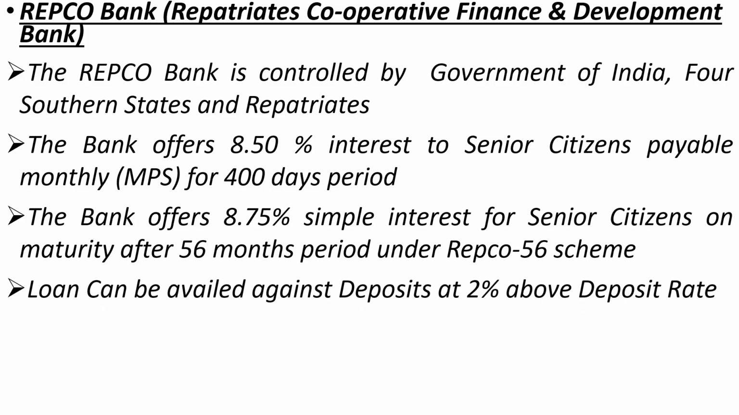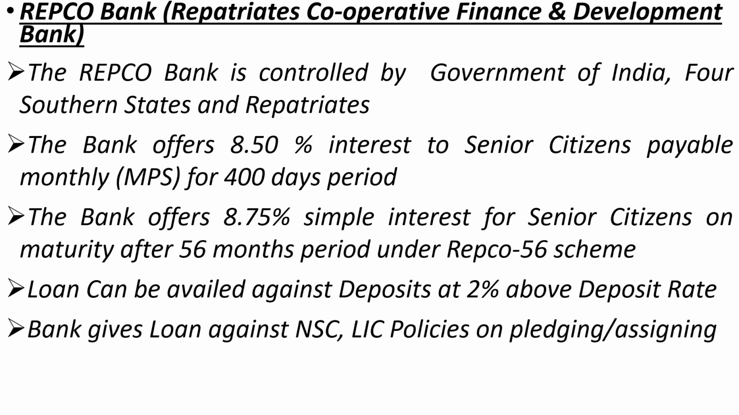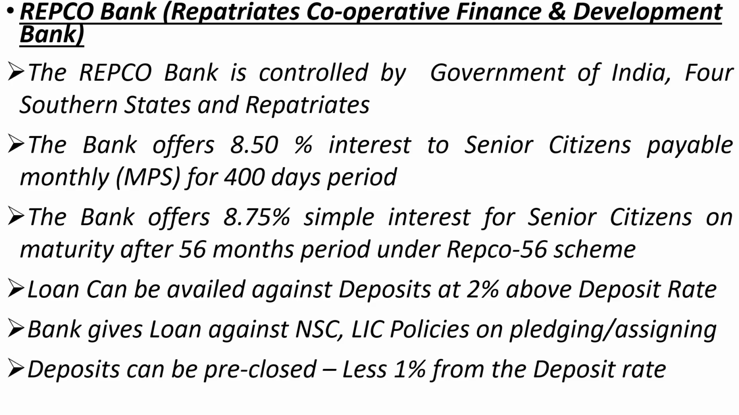Loan can be availed against deposits at 2% above the deposit rate. The bank gives loans against NSC, LIC policies, or by pledging or assigning the same. Deposits can be pre-closed. The penalty will be 1% from the deposit rate.